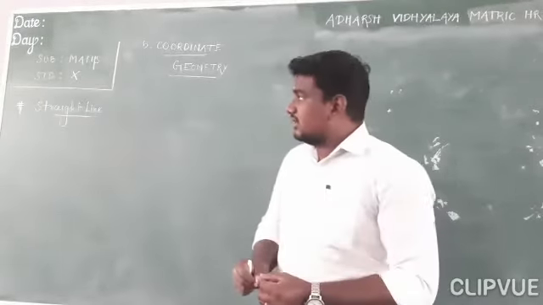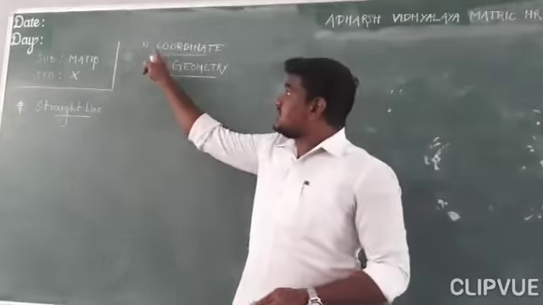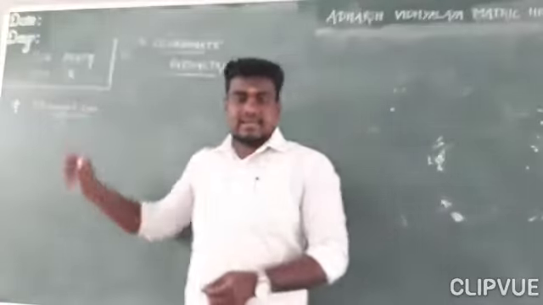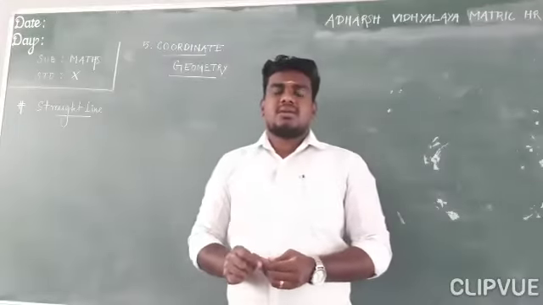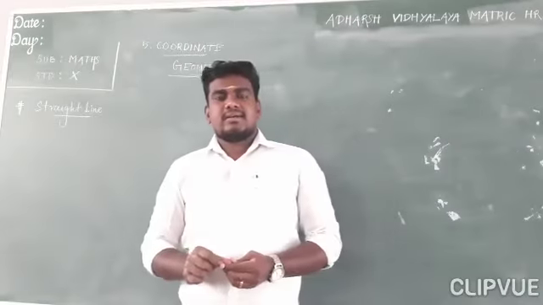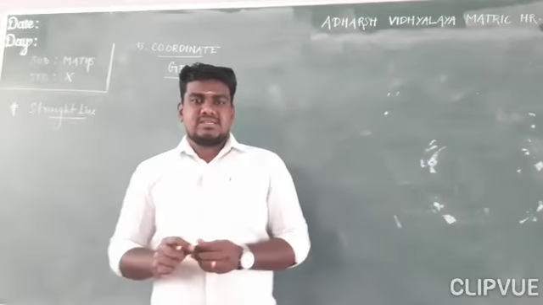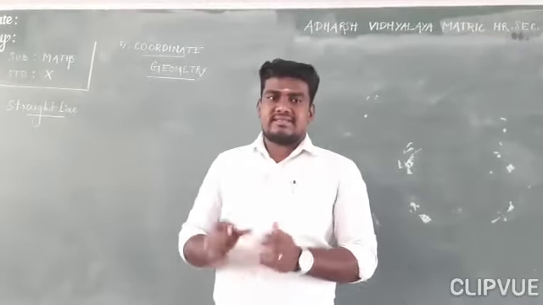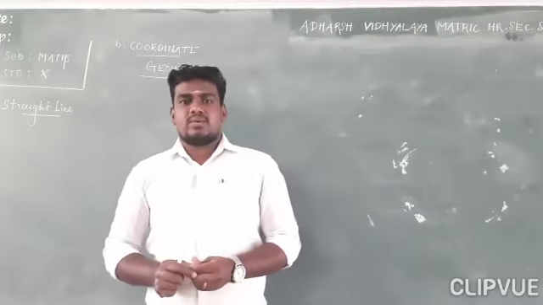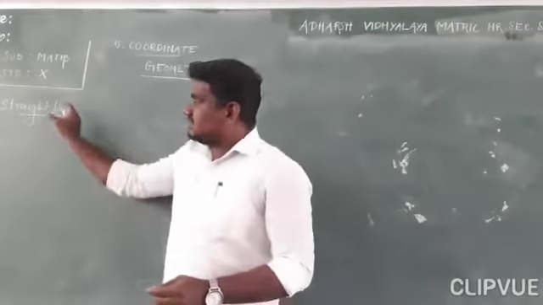Today we are going to start a new topic in 5th chapter coordinate geometry, straight line. So in this section we are going to learn the equation of the straight line and the equation of the coordinate axis, and if 2 points are given, how to find the straight line equation. These things we are going to discuss one by one. Okay, so let us start with the straight line.